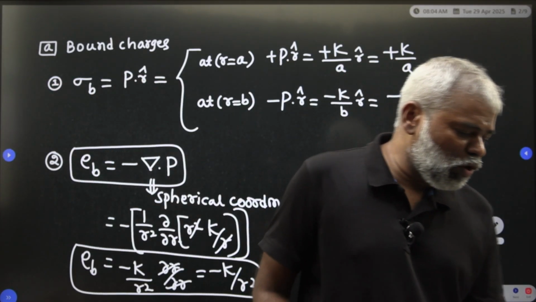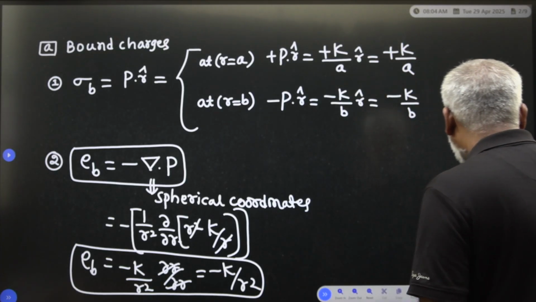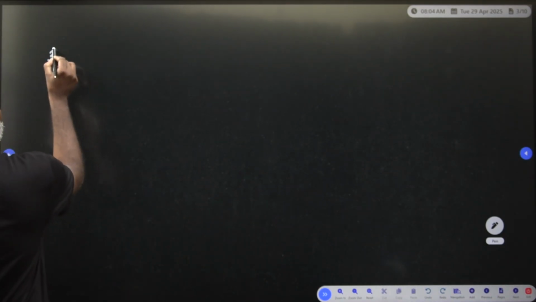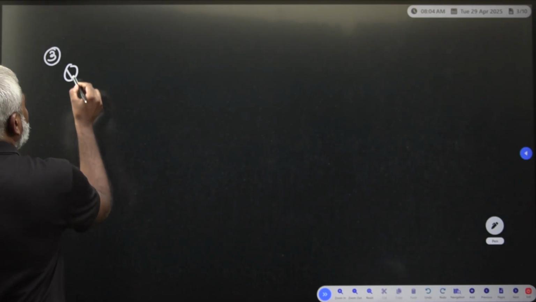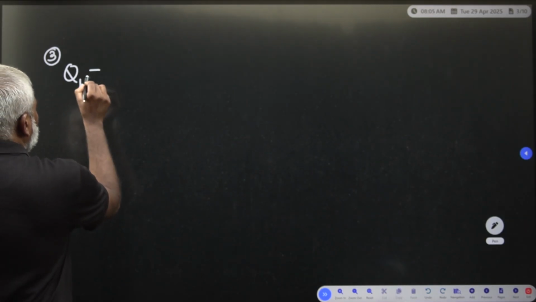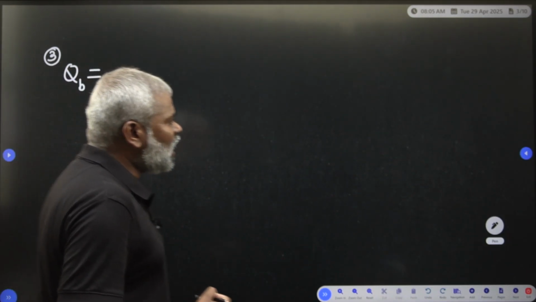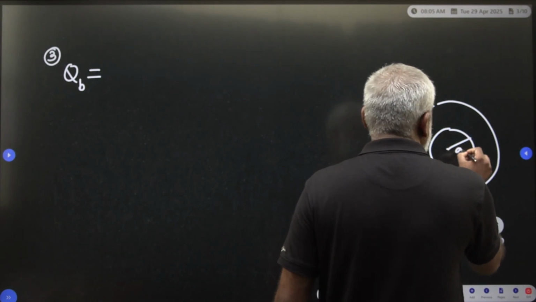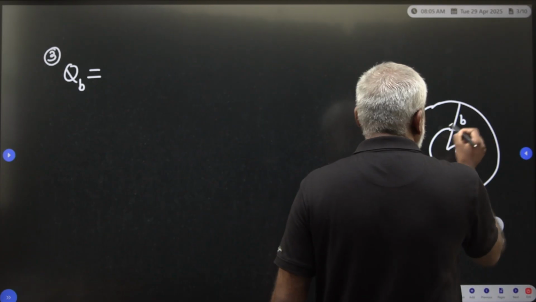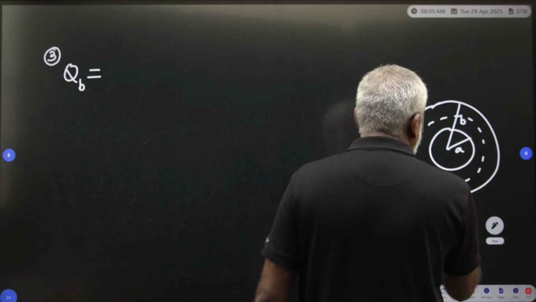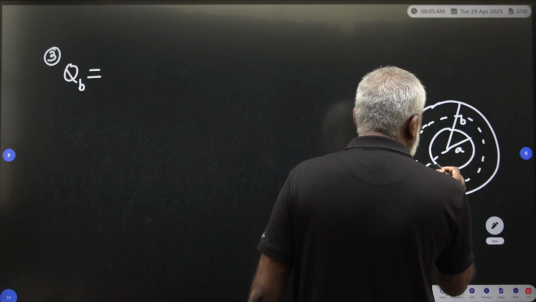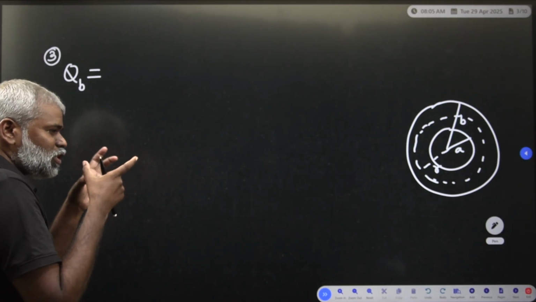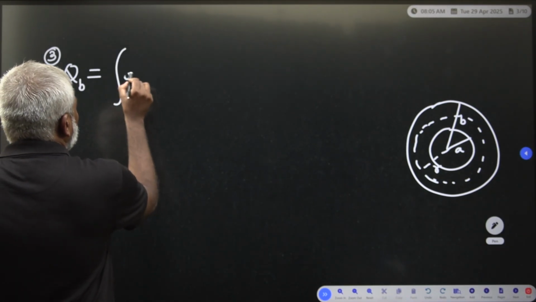So after finding the bound volume charge density, we need to calculate the third one. Our ultimate purpose is the electric field. That's why first you have to calculate the enclosed charge, the bound charge. The inner radius of the spherical shell is a, the outer radius of the spherical shell is b. So you have to take the bound charge up to r, which we need to calculate. This bound charge is the combination of two. What is that combination of two?